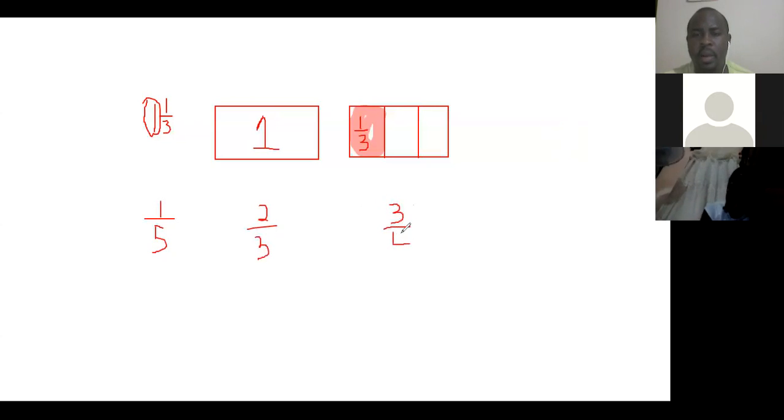All right, go ahead, Zaria. I want you to read all of them for me. 1/5, 2/3, and 3/4. Read them and tell me what they mean. All right, I want you to tell me what they mean. Okay, go ahead.